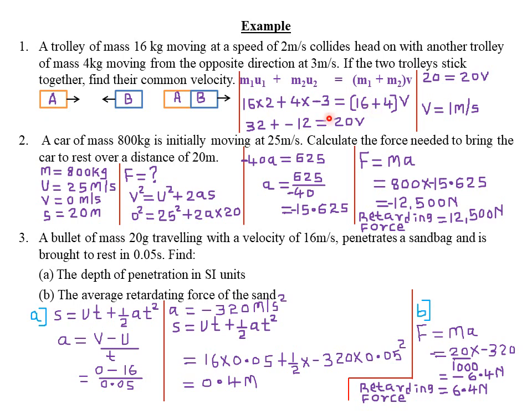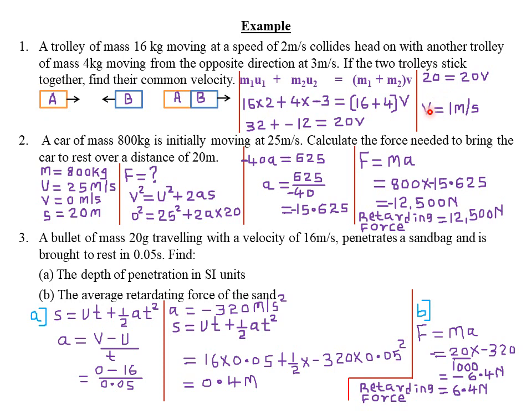Therefore, the total mass of the system, after they have stuck together, moves towards the right-hand direction with a common final velocity. Therefore, the velocity is positive. So 16 plus 4, you will get a total mass of 20. Therefore, 16 times 2, you get 32. Then positive 4 times negative 3, you will get negative 12. Then 16 plus 4, you get 20 multiplied by v, we have 20v. Therefore, 32 plus negative 12, you'll get positive 20, which is equal to 20v. If I make v the subject of the formula, I'll simply divide both sides by 20.